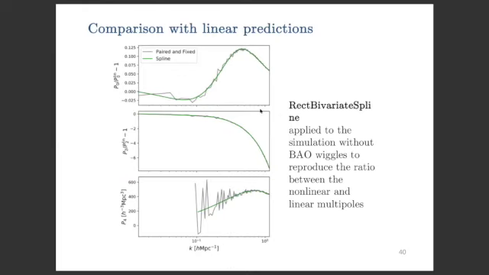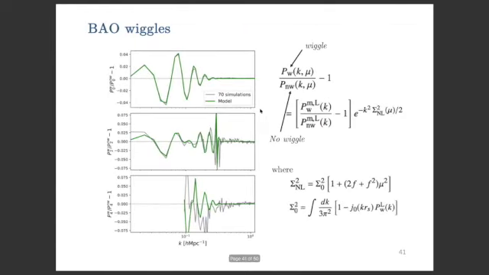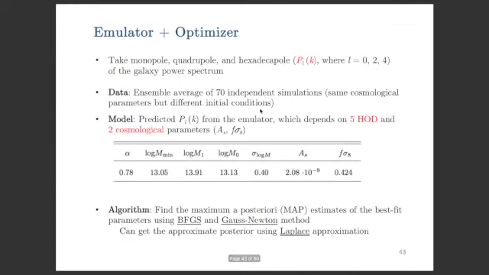And we also do the splining. But for the time being, I'll skip the spline part and the BAO wiggle part and show how I use this emulator to get the optimizer.